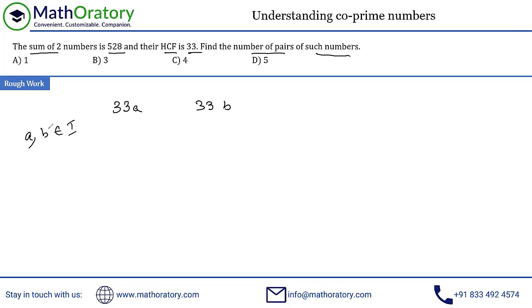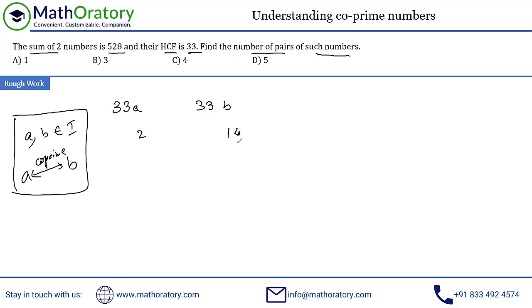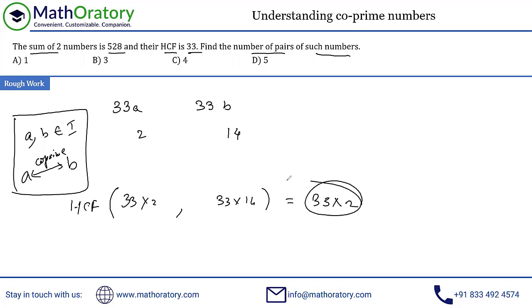And more importantly, A and B should be co-prime to each other. I hope you are aware of what co-prime means. The HCF should be 1. The reason being, suppose A is 2 and B is 14. If I pick A as 2 and B as 14, this number is 33 into 2 and this number is 33 into 14. Now you will find that the HCF of these two is actually 33 into 2, which is 66, right?